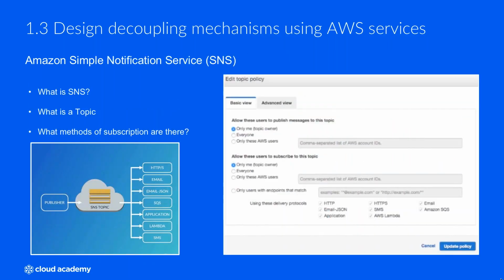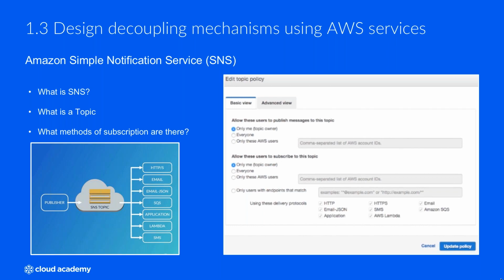Okay, so moving on to SNS, again used in decoupling. So what is SNS? It's the Simple Notification Service, and this is essentially a publish and subscribe messaging service, which is used to help automate notifications in response to events that occur throughout your environment. These messages are pushed to topics, which you can think of as a container, I guess, for collecting messages.